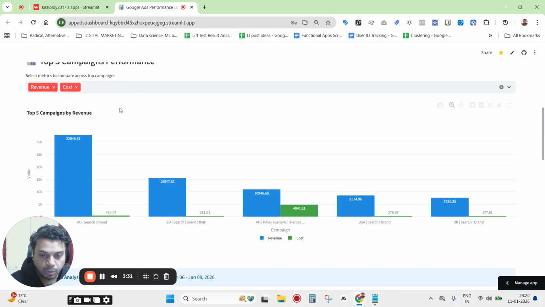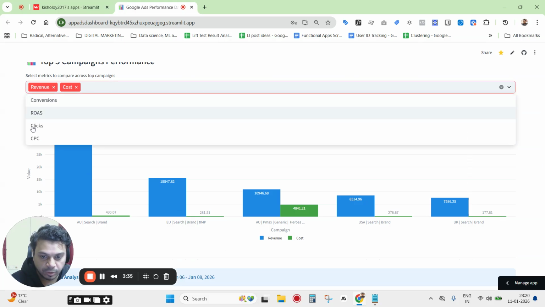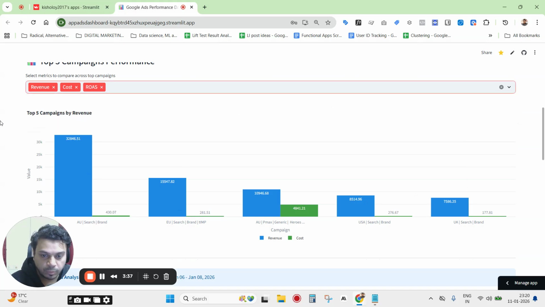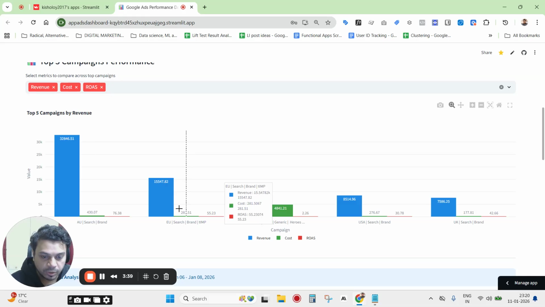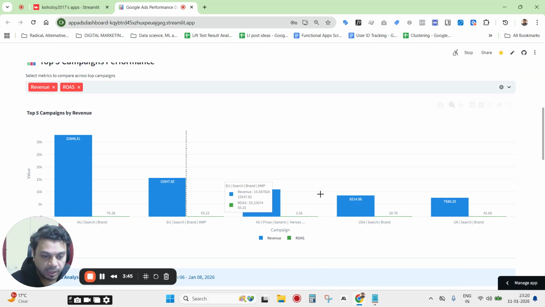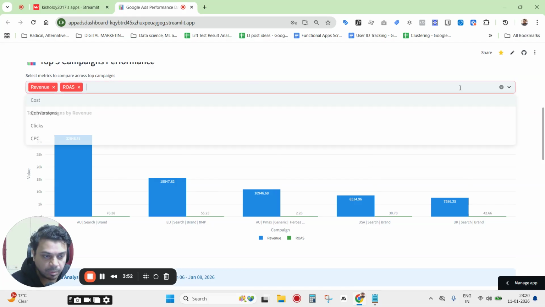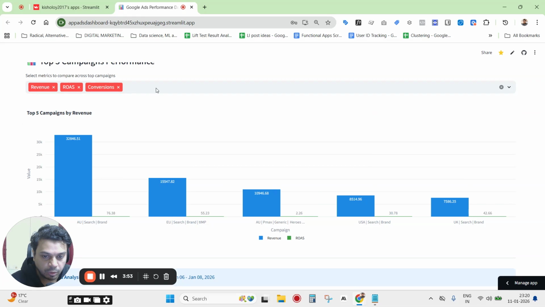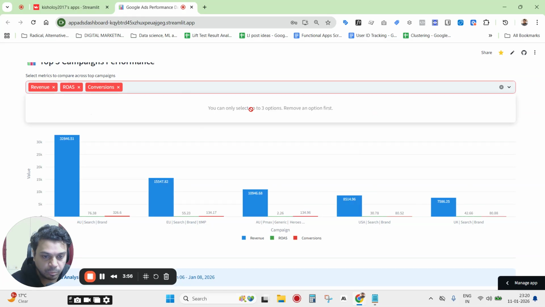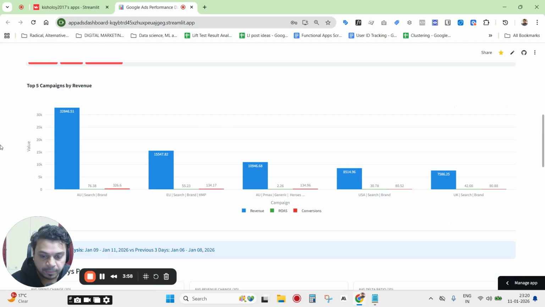Now this is your top 5 campaign performance, and you get 3 metrics that you can choose here. You can also add another one. So for instance, you can add ROAS here, and you get all of these 3. You can also remove any of these if you want. Suppose I want to remove cost here, and you get a nice comparative bar chart in a grouped fashion. You can choose up to 3 here. Remember, once you choose 3, you can only remove one of these before you can add any further.